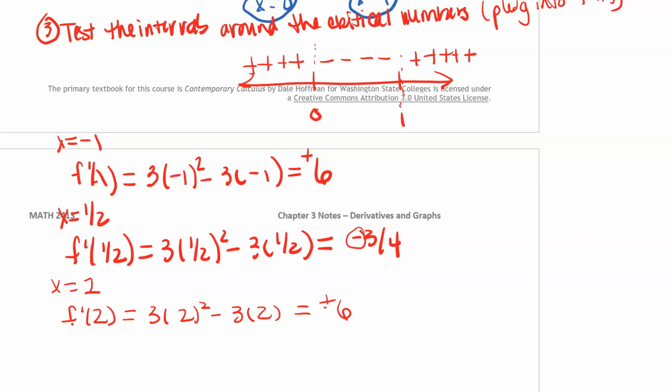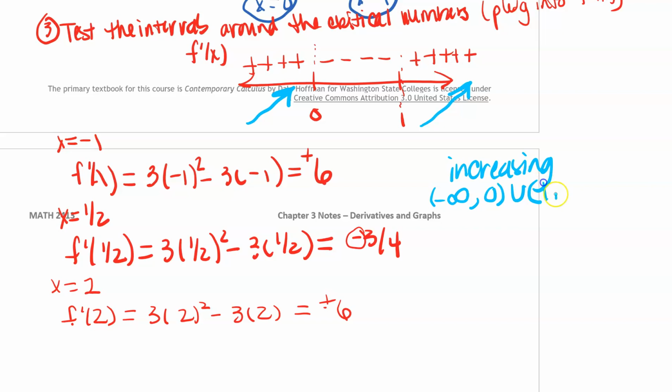So my main goal is to figure out where this function was increasing or decreasing. Notice if it's positive, we're going up; positive, we're going up. So where is this function increasing? Because remember, everything we're plugging in is into f prime of x. And so where is this function increasing? -infinity to 0, union with 1 to positive infinity.